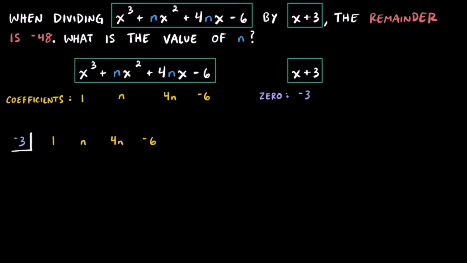Before we jump right into synthetic division, let's remember that our remainder is negative 48. And in case you forgot, this is where we always find the remainder from our synthetic division. So let's go ahead and write the negative 48 right there.